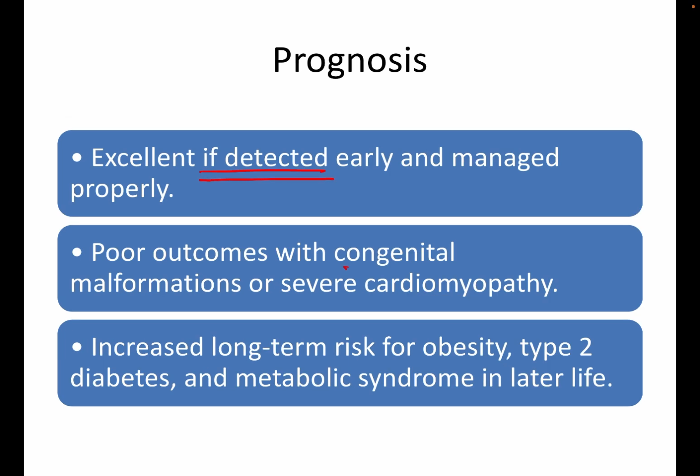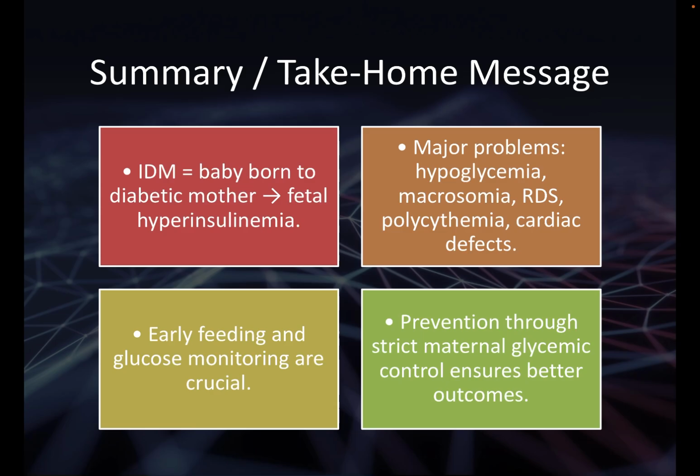Poor outcomes might lead to congenital malformations or severe cardiomyopathy, and increased long-term risk for obesity, type 2 diabetes mellitus, and metabolic syndrome in later life. So the take-home message is, in infant of diabetic mother, there will be fetal hyperinsulinemia, which will result in problems like hypoglycemia, macrosomia, RDS, polycythemia, and cardiac defects. Early feeding and glucose monitoring are crucial. Prevention through strict maternal glycemic control ensures better outcomes.